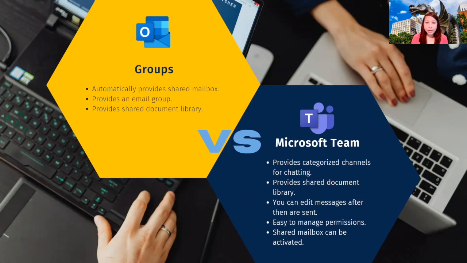Microsoft Teams, on the other hand, provides categorized channels for chatting. So if your group works on multiple projects, you can have a channel for each project to help organize your communications. It also provides a shared document library in Microsoft SharePoint. The nice thing about Teams is that you can edit your messages after they are sent. So if you have a small typo or information that you wanted to update before it kind of being saved, you're able to update it and edit your messages.